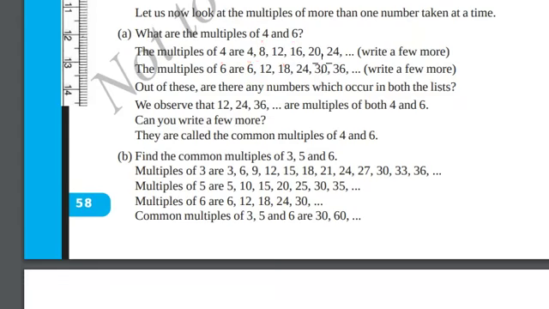Now let us observe the common multiples. We can see 12 is common, 24 is common, and furthermore 36 will be common. These are called common multiples of two numbers.